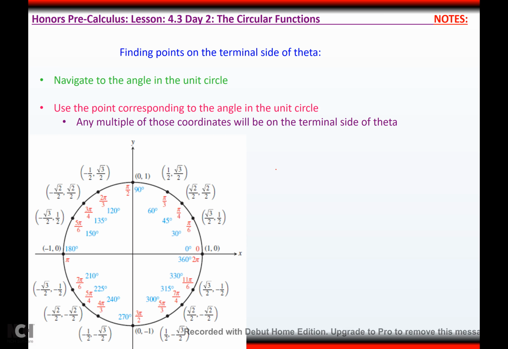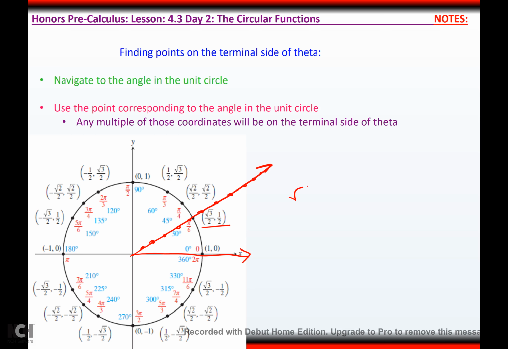If I wanted a point on the terminal side of pi over 6, what they mean is if I drew that angle, there would be my initial side, there would be my terminal side. Any of these points that are on this line would be a point on the terminal side of pi over 6. But any multiple thereof will also be.